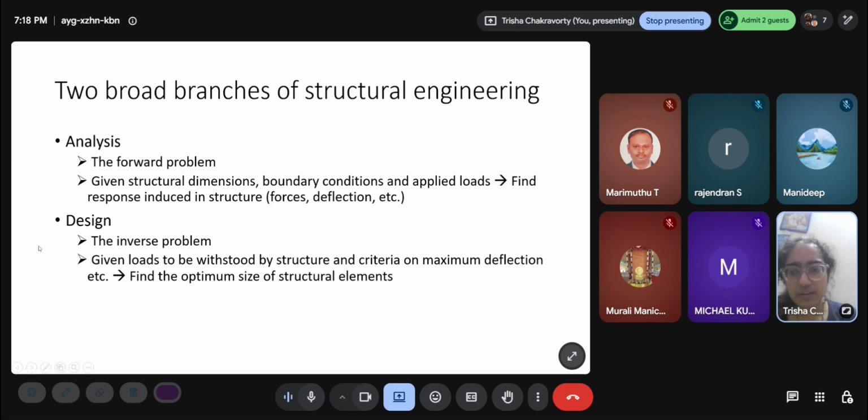So that's why design is called the inverse problem. We have been given some loads to be withstood broadly by the structure, and we are given some criteria on maximum deflections, and we have to find the optimum size of structural elements.